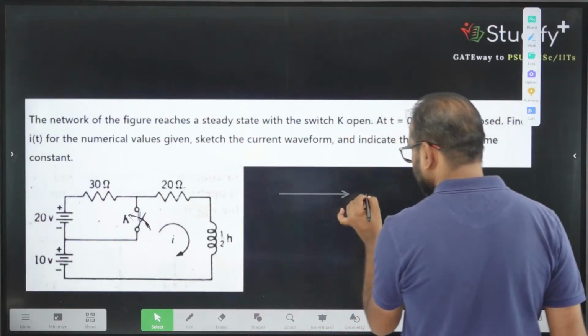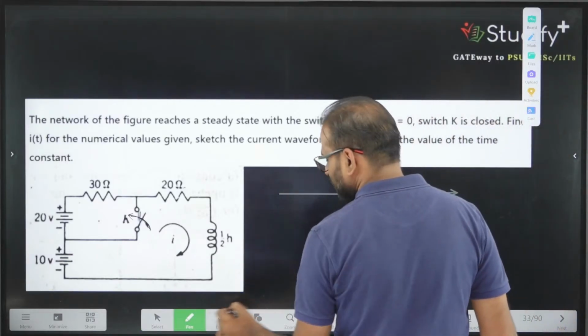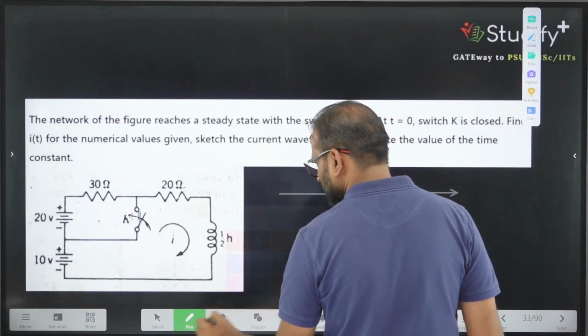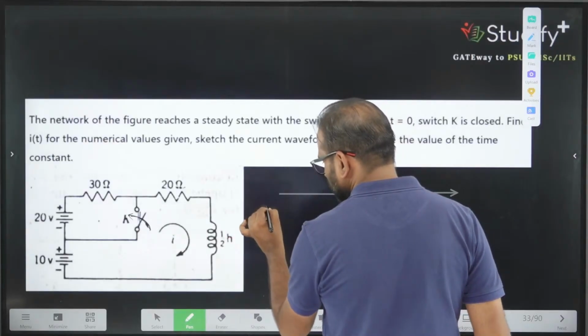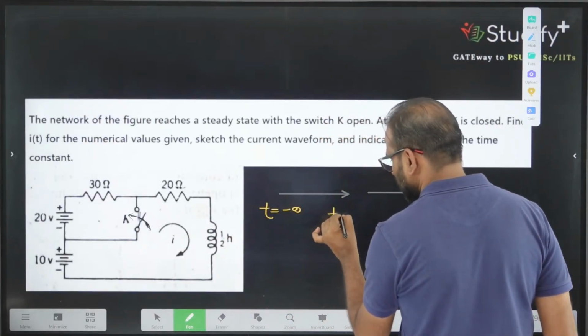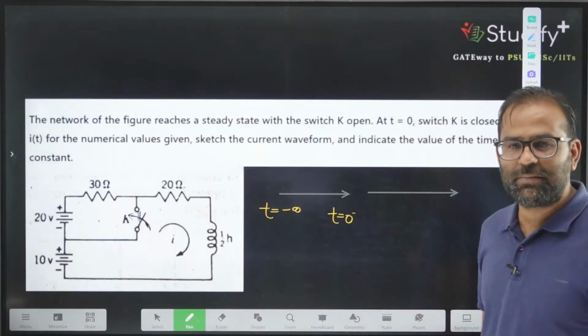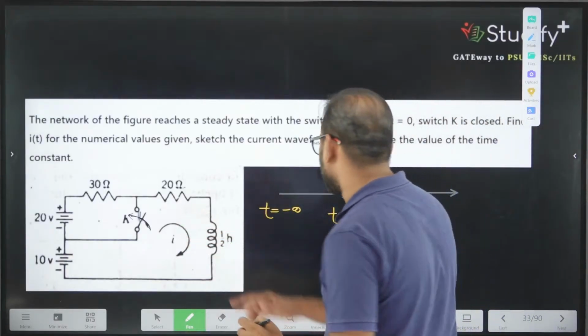So what is the initial value? You can calculate the initial value. This point is, this is the switch position number 1. This is the starting point, t equal to minus infinity, and it comes to t equal to 0 minus. So t equal to 0 minus will be the steady state position when the switch was open.